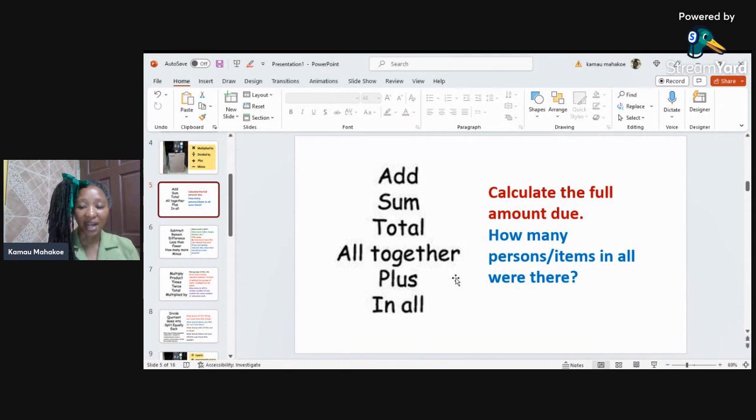So if you're asked to calculate the full amount due, or how many persons or how many items in all were there, these are cues and clues that let you know some kind of addition, summation, total, right? That's the idea. Everything being considered together, that's addition, and that's the plus sign.